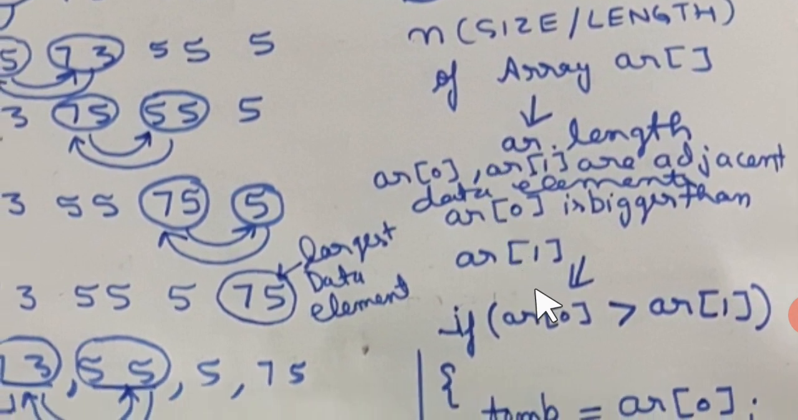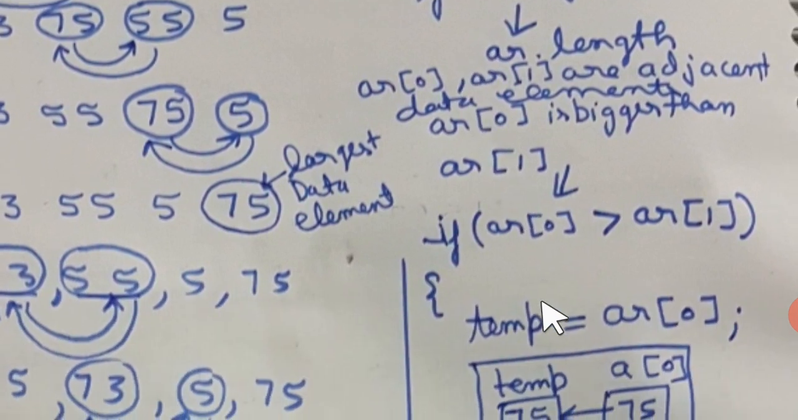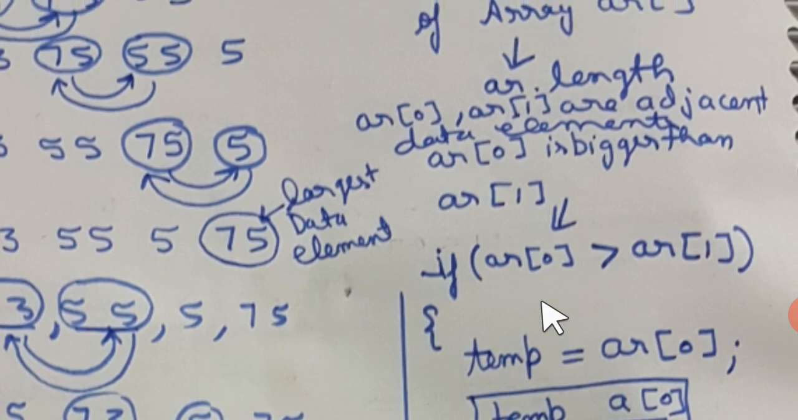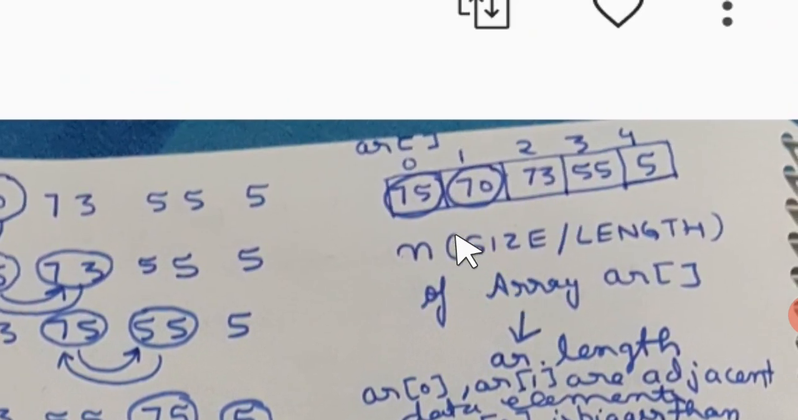How can it be done? Before moving ahead, I want to show you these statements here. Why perform swapping? 75 is bigger than its adjacent element and we have to sort the data in ascending order. So in that case, the smaller one must be before the bigger one. But here the wrong order is there. That's why we have to bring 75 to this side and 70 to that side. So swapping is to be performed. This is what we call swapping.